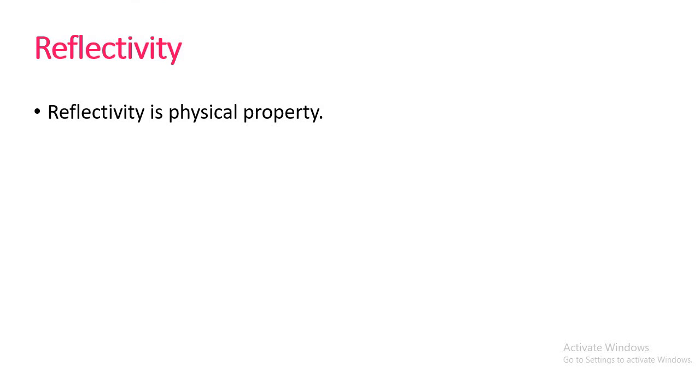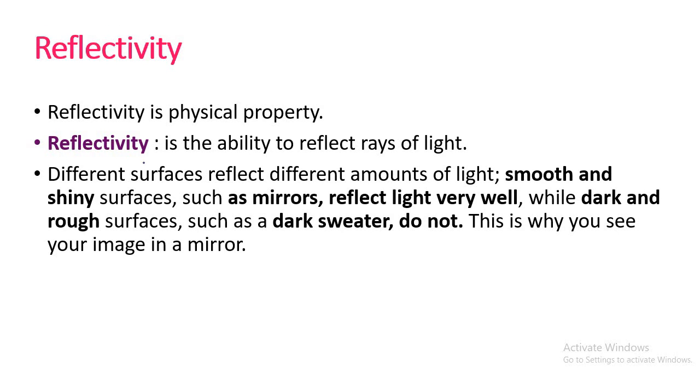Reflectivity. Reflectivity is a physical property. What's meant by reflectivity is the ability to reflect a ray of light. Some materials are able to reflect a ray of light and some cannot. Different surfaces reflect different amounts of light. A smooth and shiny surface like a mirror can reflect light very well, while a dark, opaque and rough surface cannot, such as a dark sweater or clothes, which do not reflect light. This is why you see your image in a mirror.